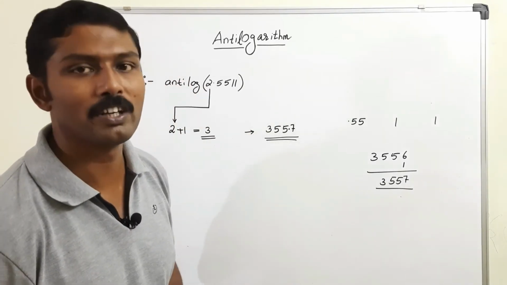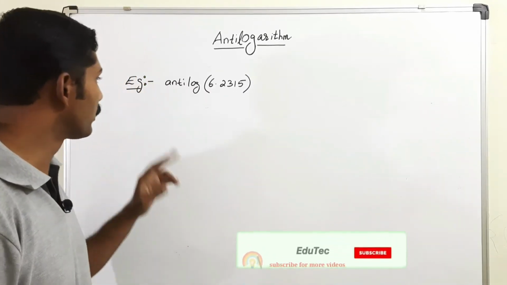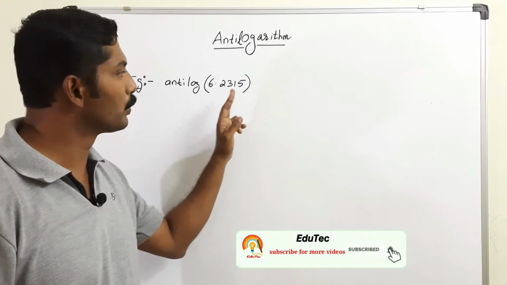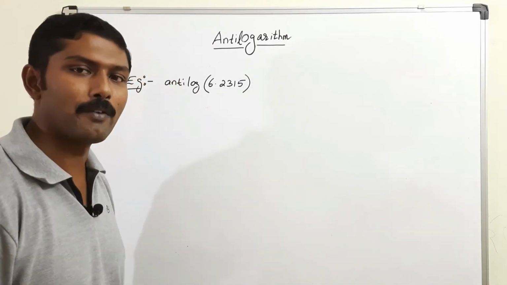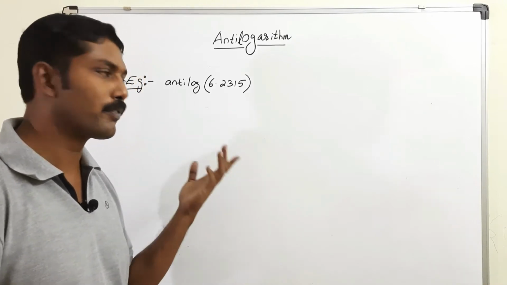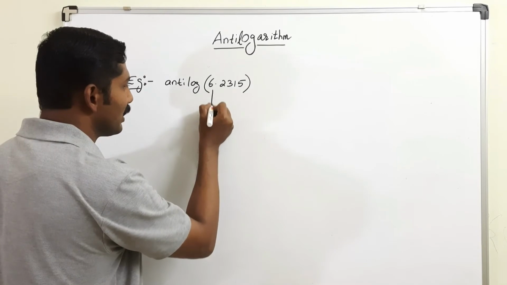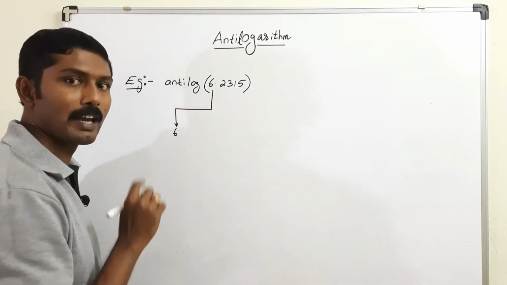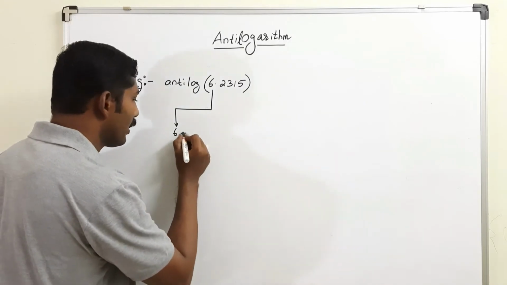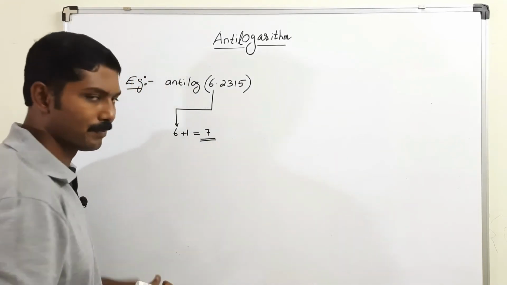We'll take another example. Yes, this is yet another example, to find out the anti-logarithm of 6.2315. Now let's focus on finding out the number of digits, or rather what we call the characteristic. For that, we take the 6 from here and add 1 to that. How much will you get? You will get 7. Let that 7 be there.